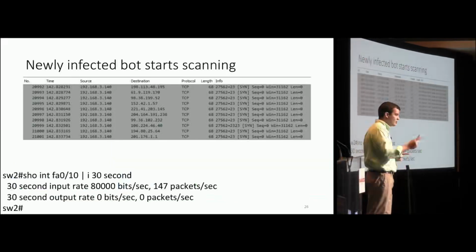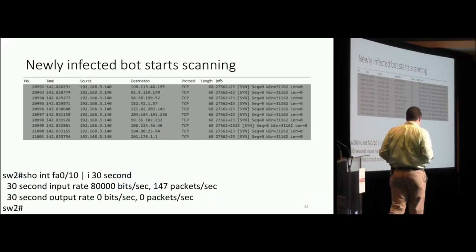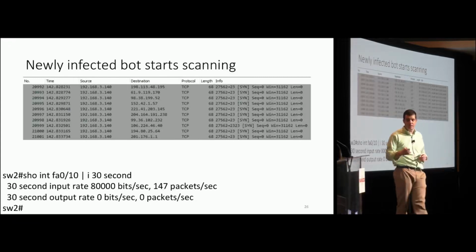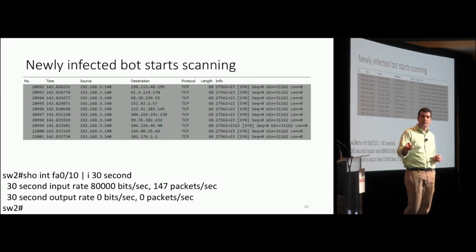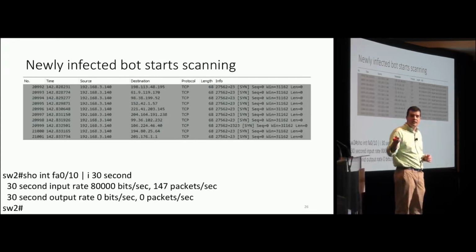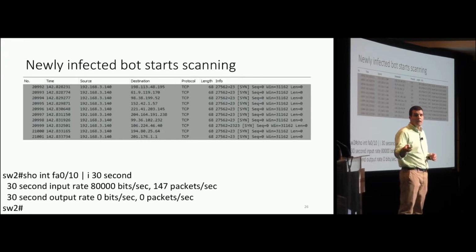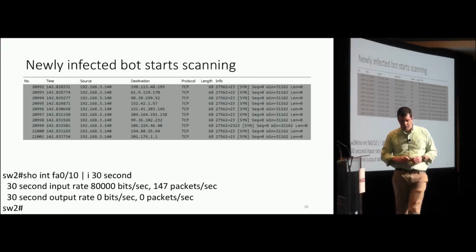So here's the actual capture of that bot beginning its scanning process. And we can see my IP is 192.168.3.140. He immediately starts scanning all of these random IPs. And he's mostly scanning port 23. I had these on a Cisco switch.